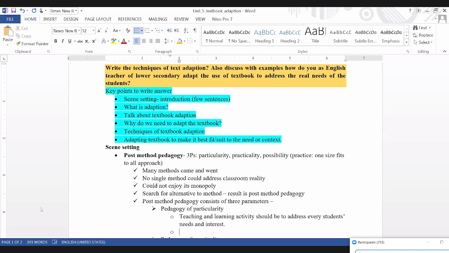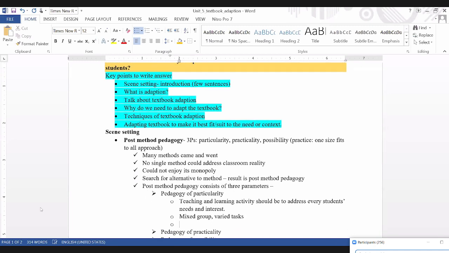So here, to address varied levels of ability and interest of these students, mixed group is of course there, and then we have to use varied tasks. Some tasks are of very high level, some tasks are of moderate level, some tasks are low level. So we have to design and use varied tasks in the mixed group to address the individual differences of the students. So this is one strategy also.